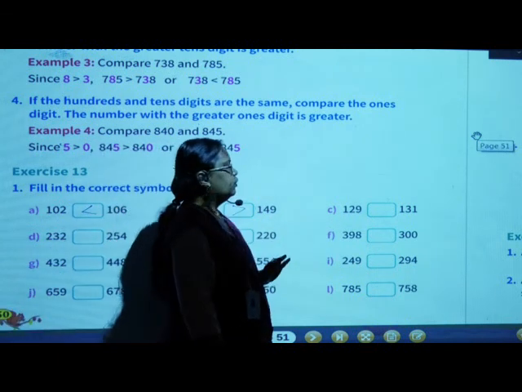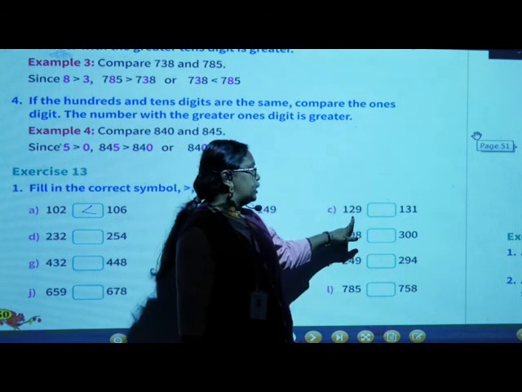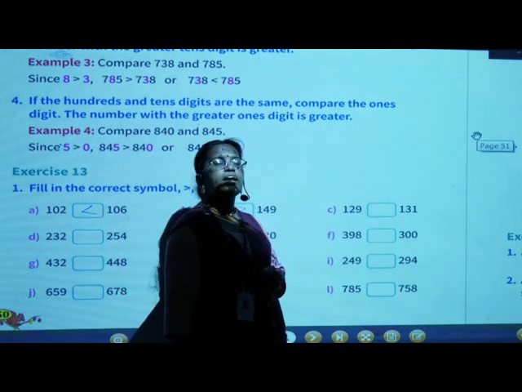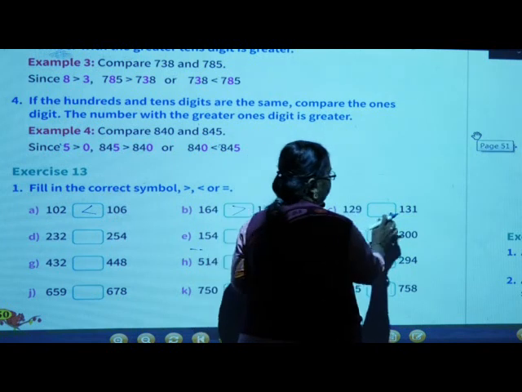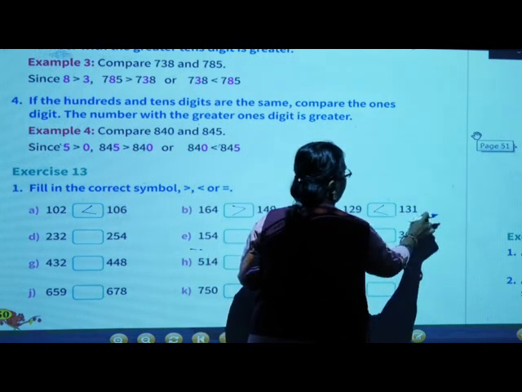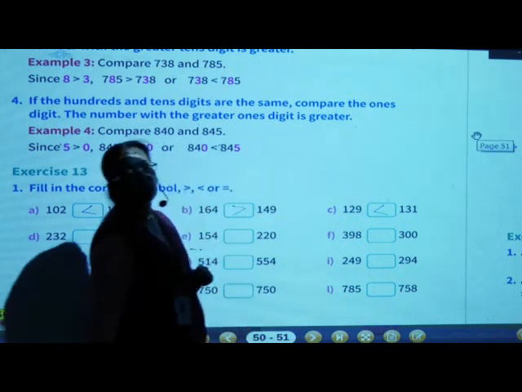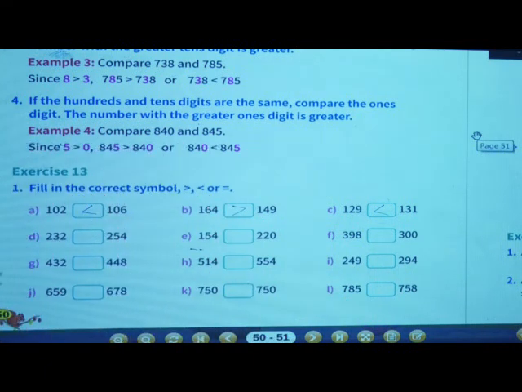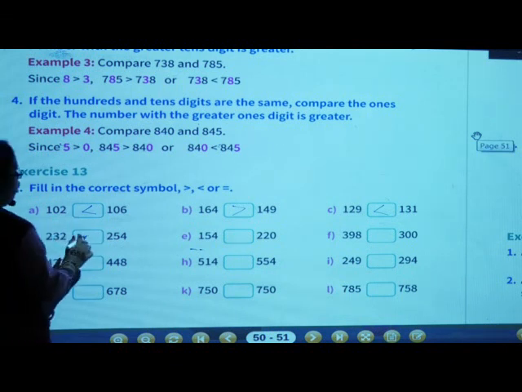Then C1, 129 is less than 131. Yes, it is less. So greater is 131 and smaller is 129. So children, write down these signs. Now D1, is 232 less or greater than 254? 232 is less than 254.